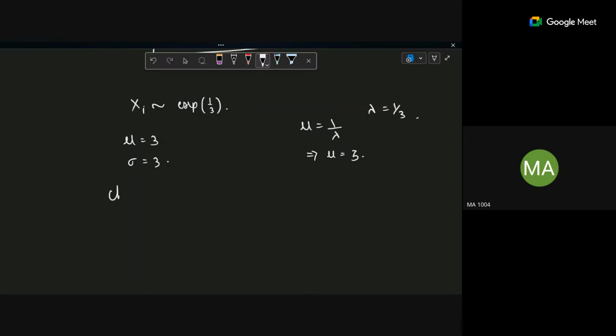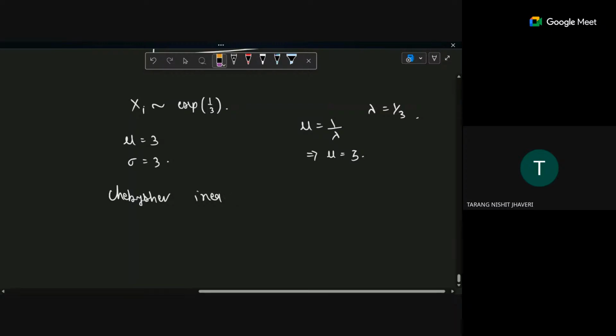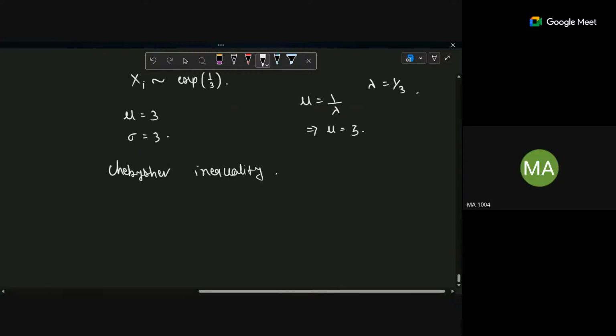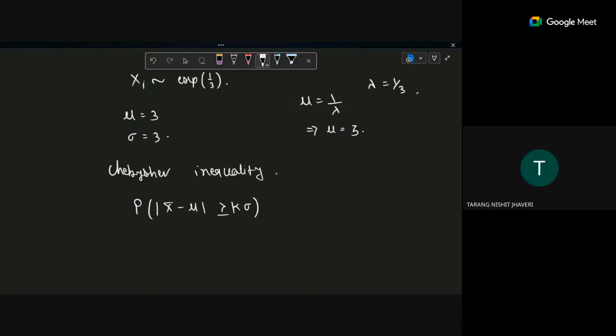Then what is your next step? Write the Chebyshev inequality. Yeah, what is that? Ma'am, we can use the law of large numbers also. But we have to use this inequality, right? Yeah. According to the question, we can get the answer from the law of large numbers also. So which form will you use? Is it fine if I use modulus x bar minus mu greater or equal to k sigma, which is less or equal to 1 upon k square, right? Yes.